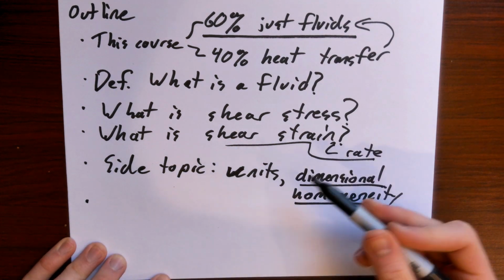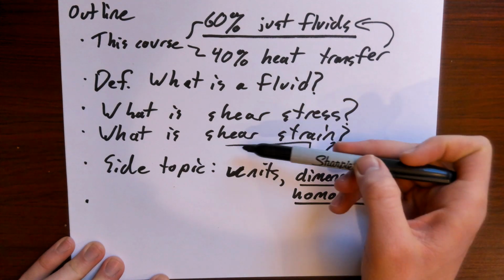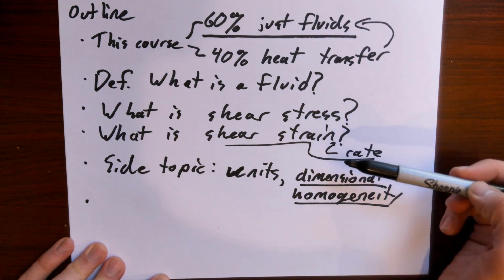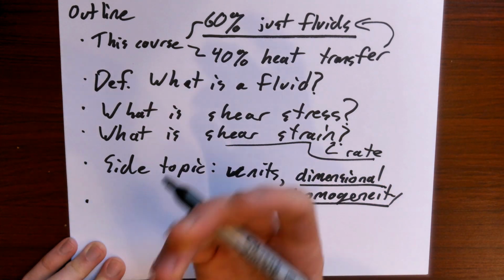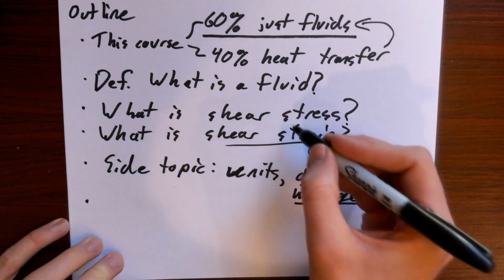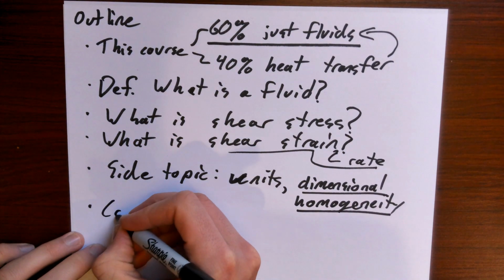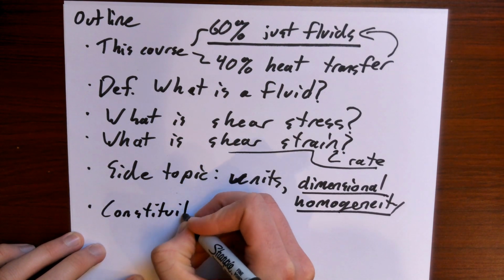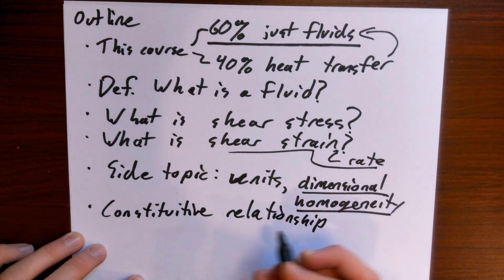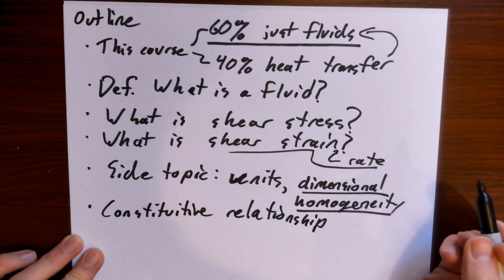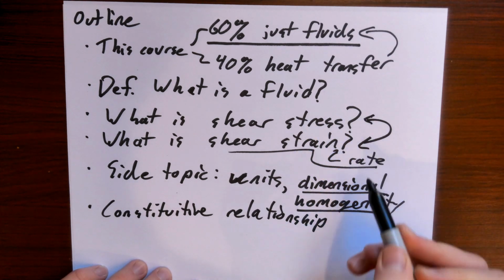Then, I sort of hinted at this earlier. For fluids, we're going to talk about shear stress a lot, and we're going to talk about shear strain rate a lot. And I said these things are going to be related to one another for fluids, and the relationship that we'll use to relate stresses and strain rates is what's known as a constitutive relationship. So it's basically saying there's some property of the fluids that relates shear stress and shear strain rate.